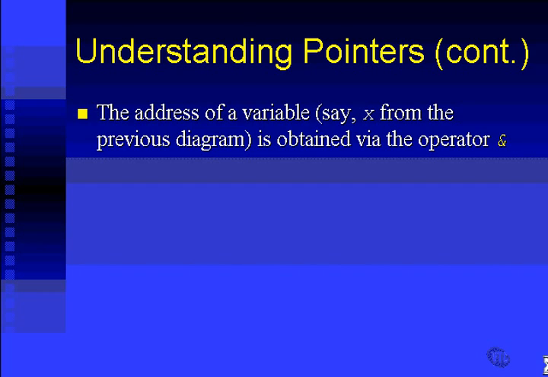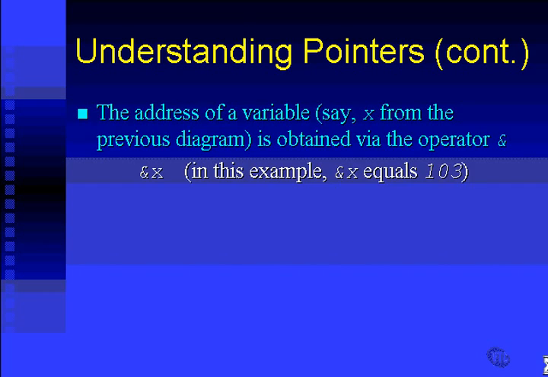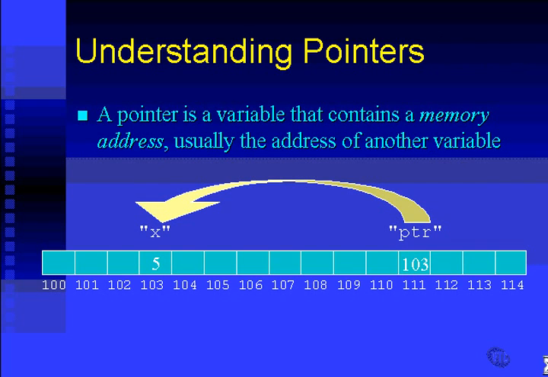In other words, you could write the address of x as the following: ampersand x. You read that as the address of x. In this particular case, the address of x is 103. Remember that? I'll just show you the slide again. See that? The address of x is 103. So ampersand x is 103.